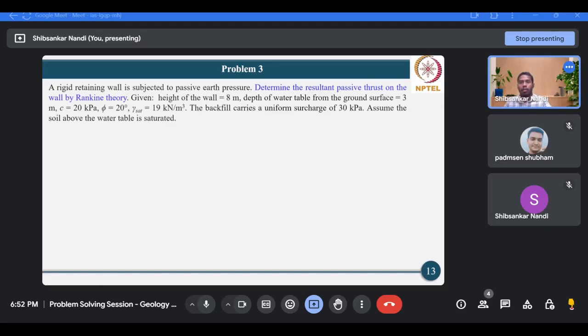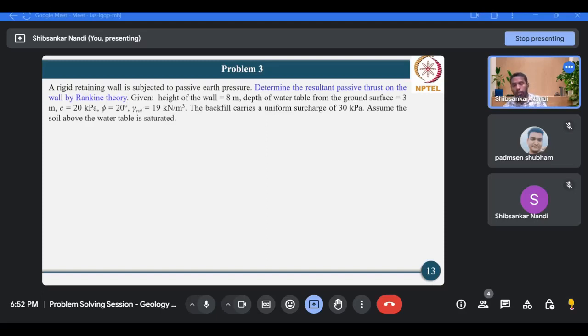And this is again regarding the passive earth pressure computation. So a rigid retaining wall is subjected to passive earth pressure. Determine the resultant passive thrust on the wall by Rankine theory. Here the height of the wall is 8 meters. Depth of water table from the ground surface is 3 meters. Cohesion is 20 kPa. Angle of internal friction is 20 degree. Saturated unit weight is 19 kN per meter cube. And the backfill carries a uniform surcharge of 30 kPa. Assume the soil above the water table is saturated.